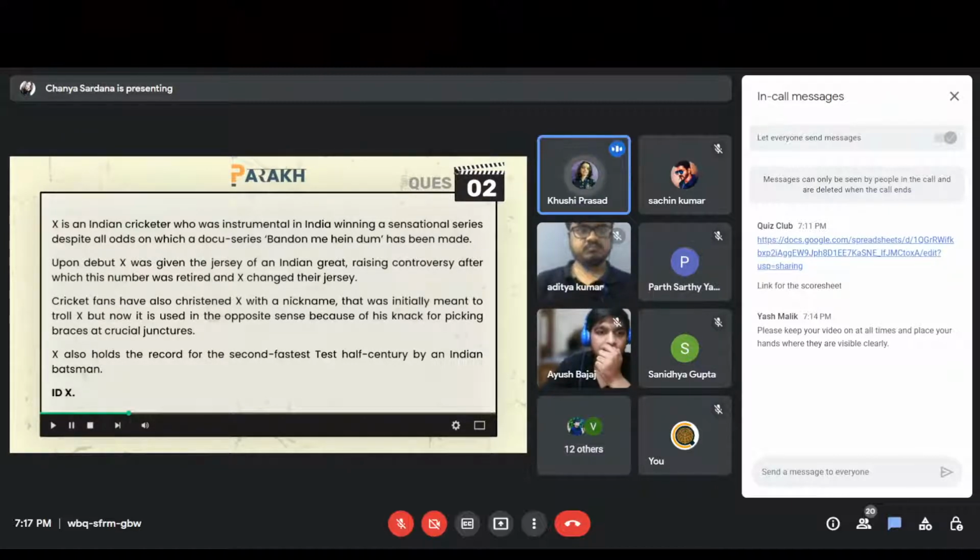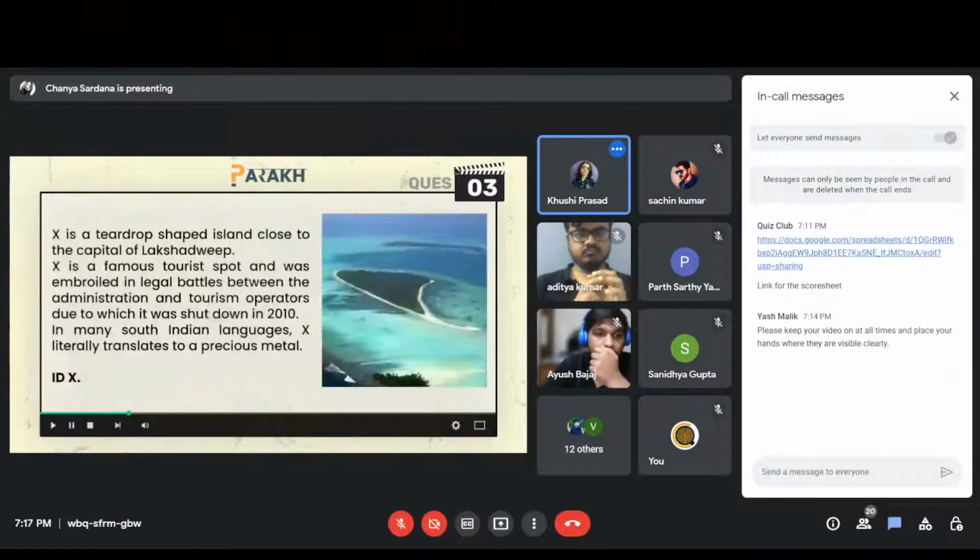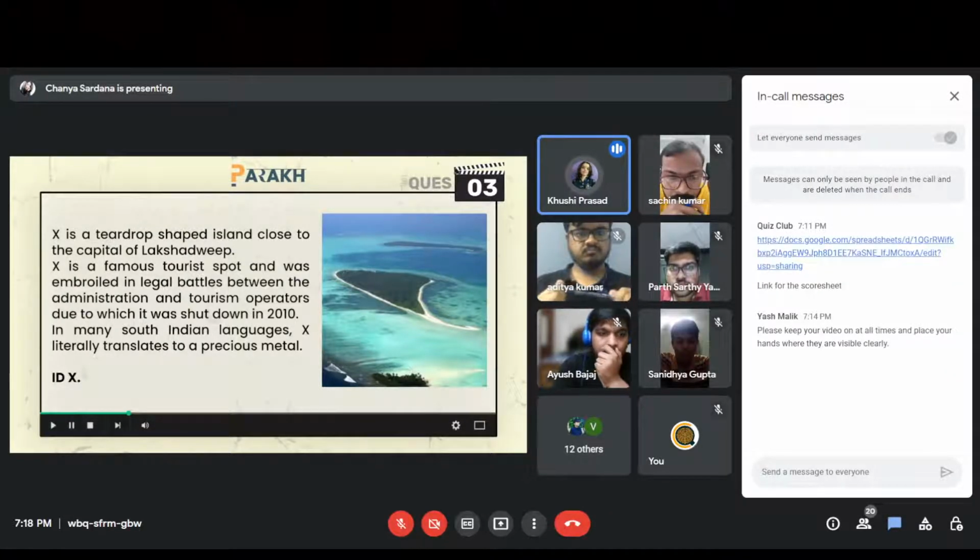So on to the next question. Question number 3. X is a teardrop-shaped island close to the capital of Lakshadweep. X is a famous tourist spot and was embroiled in legal battles between the administration and tourism operators, due to which it was shut down in 2010. In many South Indian languages, X literally translates to a precious metal. Identify X.